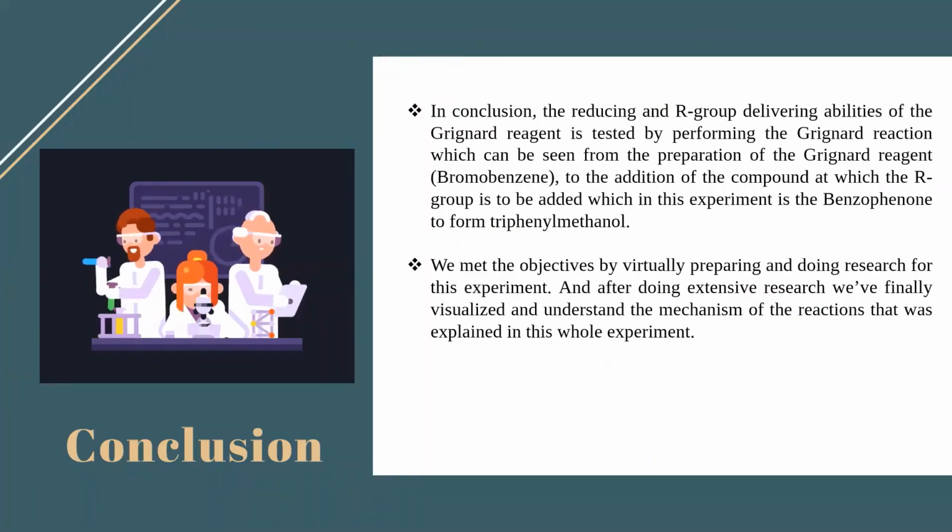So in conclusion, the reducing and R group delivering abilities of the Grignard reagent are tested by performing the Grignard reaction, which can be seen from the preparation of the Grignard reagent from bromobenzene, to the addition of the compound to which the R group is to be added, which in this experiment is benzophenone, to form triphenylmethanol. We met the objectives by virtually preparing and doing research for this experiment. And after doing extensive research, we finally visualized and understood the mechanism of the reactions that was explained in this whole experiment.